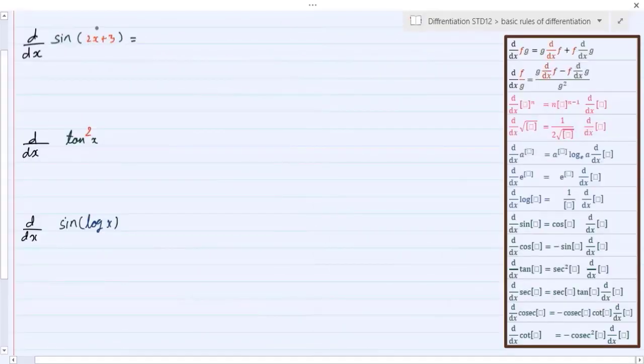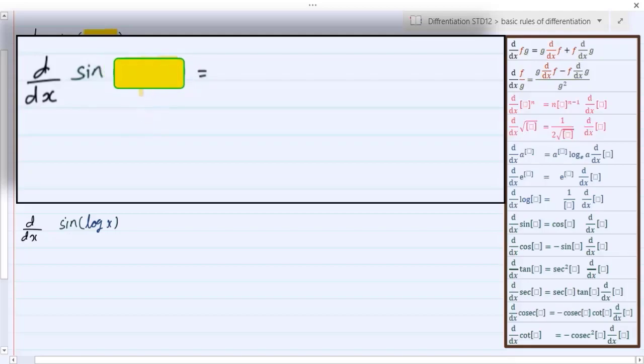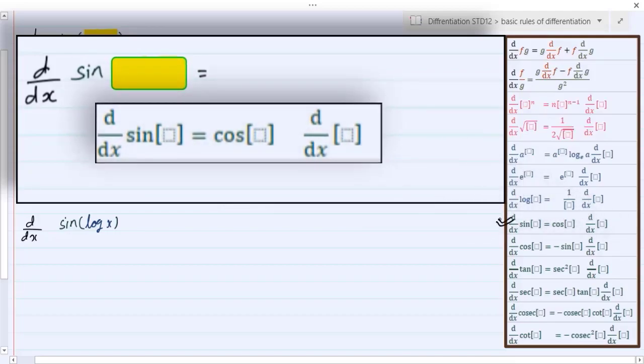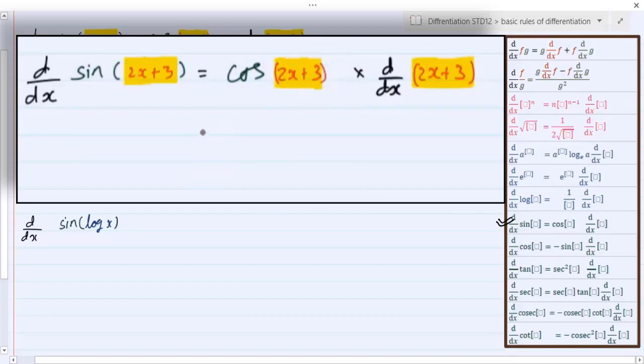d by dx of sin(2x plus 3). We have two functions in combination. Sine is the outer function and 2x plus 3 will be considered as the inner function. So let's assume sine box. We don't have to worry about what is within the box. Just differentiate sine box. Differentiation of sine box is cos box into d by dx of box. And within the box, we have 2x plus 3.